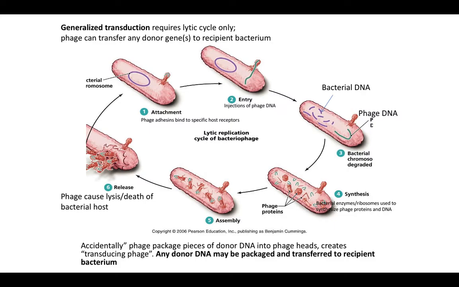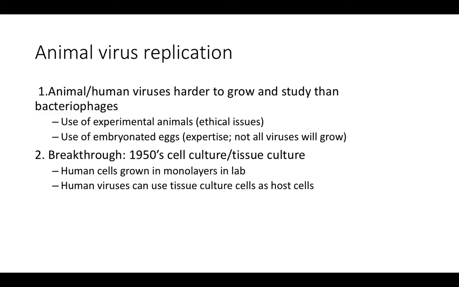And again, generalized transduction, you guys, is just when by accident some of the bacterial donor DNA gets packaged into the phage heads, right? And then when that phage is released, it can still infect a neighboring bacterium and inject the donor DNA into the recipient bacterium. And through homologous recombination, it can get inserted into the recipient's chromosome. So any piece of donor DNA can be transferred, thus generalized transduction. And again, folks, just remember, specialized transduction requires both a lysogenic cycle and a lytic cycle, and only special donor genes can be transferred to the recipient.